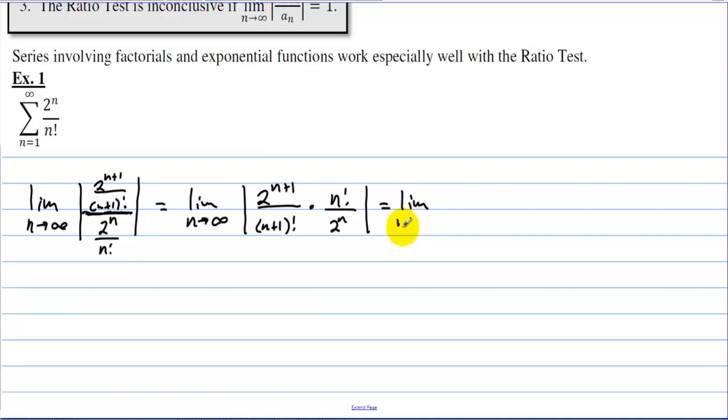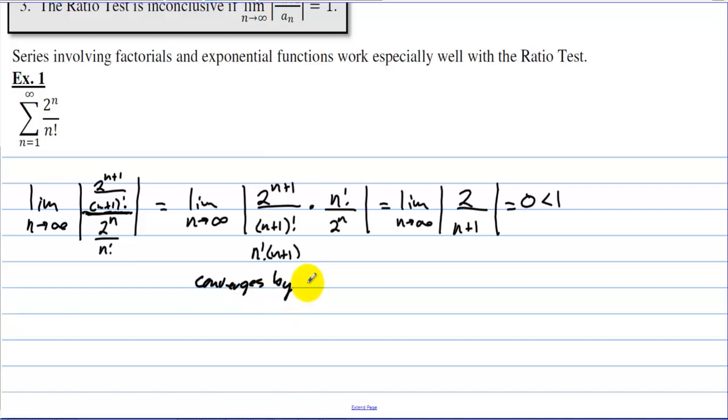Now we have the limit as n approaches infinity of the absolute value of 2. We can write n plus 1 factorial as n factorial times n plus 1. And when we do that, the n factorials will cancel out, which leaves n plus 1 in the denominator. So we have over n plus 1. Now, when we plug infinity in for n here, the denominator gets very big, and this goes to 0. That is less than 1, so this series converges by the ratio test.